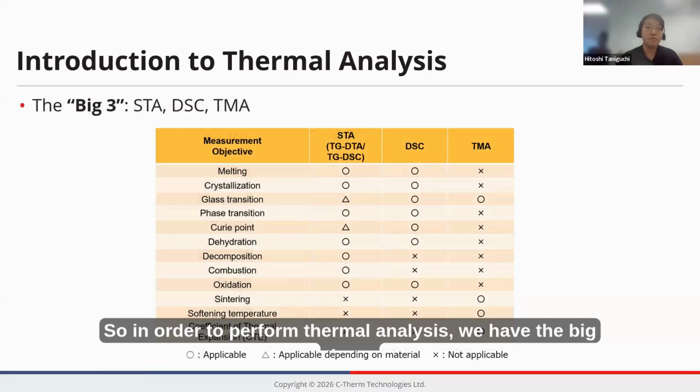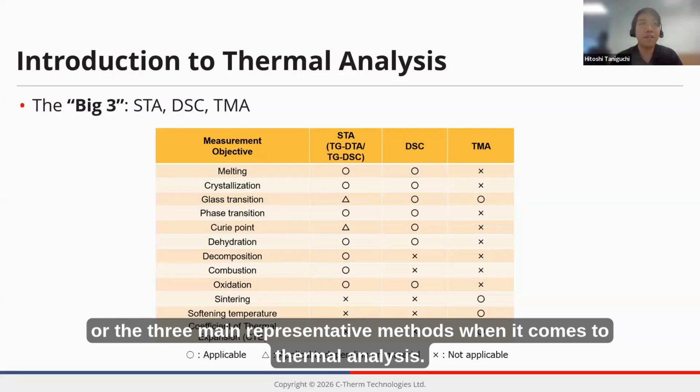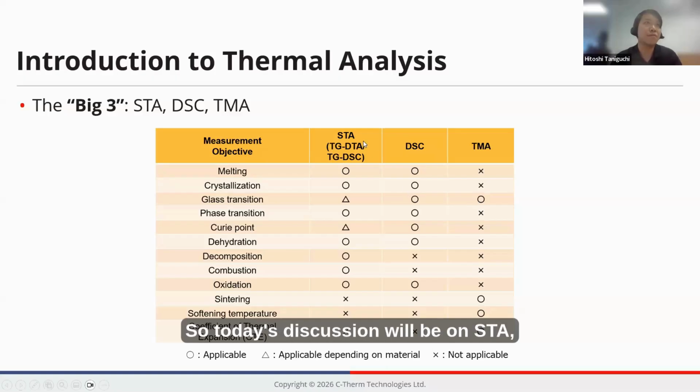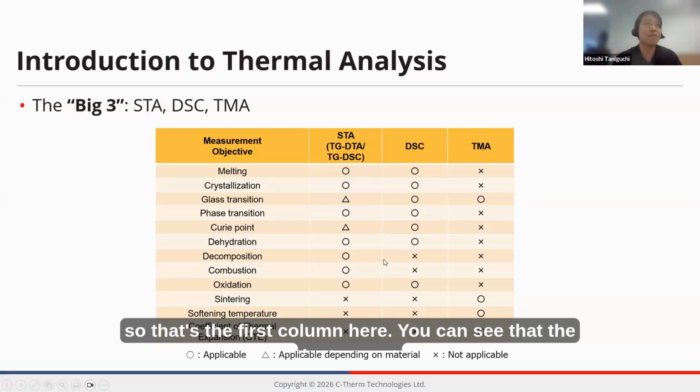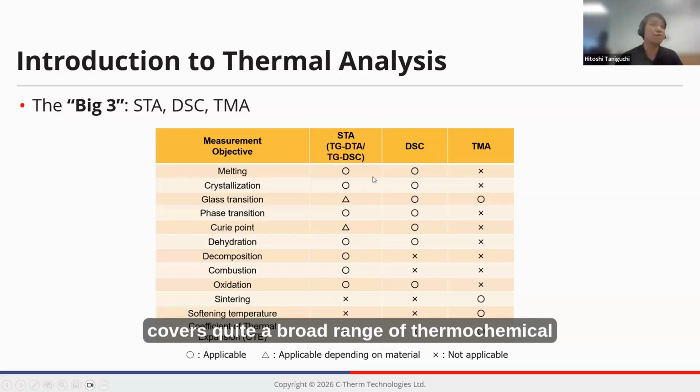In order to perform thermal analysis, we have the big 3, or the 3 main representative methods. Today's discussion will be on STA, so that's the first column here. You can see that the instrument covers quite a broad range of thermochemical reactions, from melting all the way to oxidation.